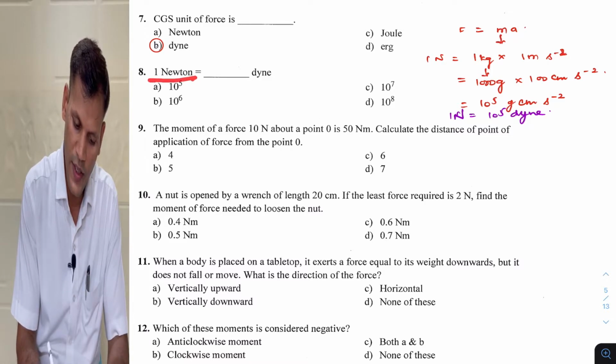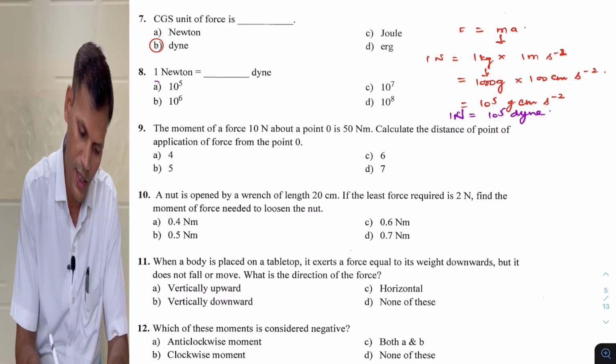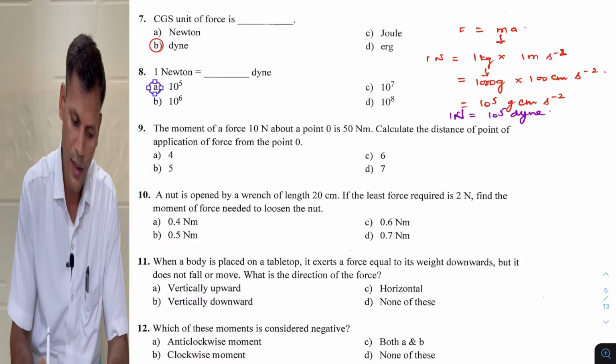Here, 1 Newton is equal to how much dyne? So it is 10 raised to 5 dyne. So directly we can write A as the answer, 10 raised to 5 dyne.